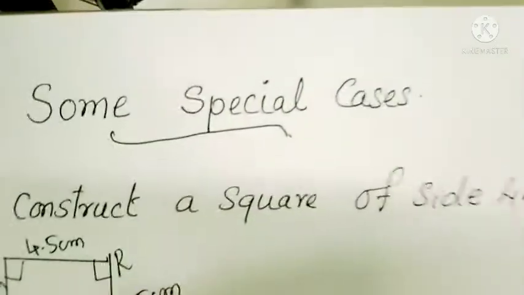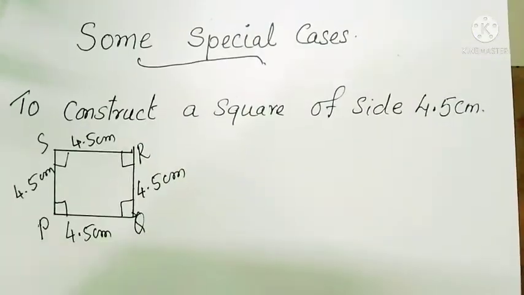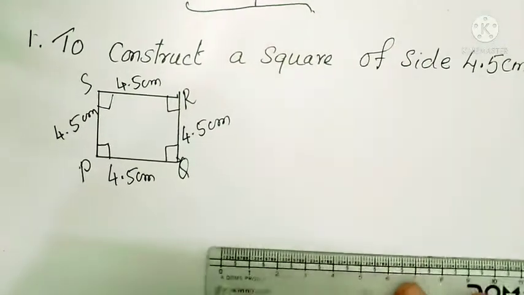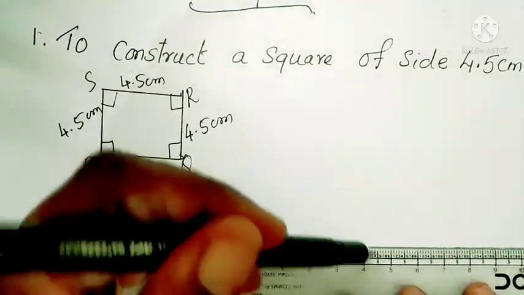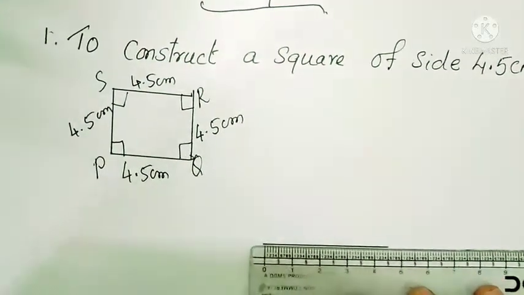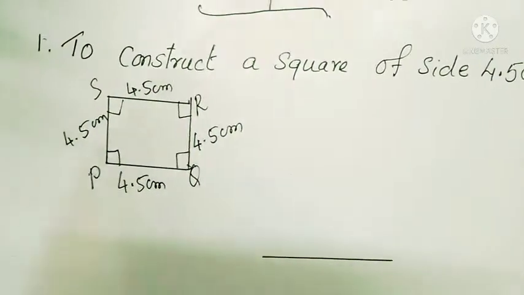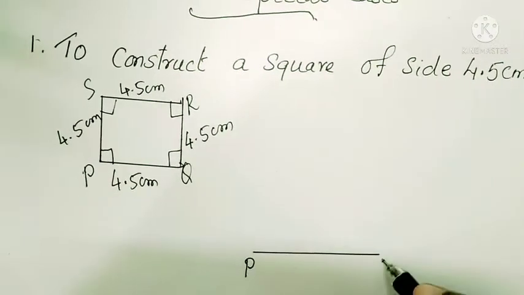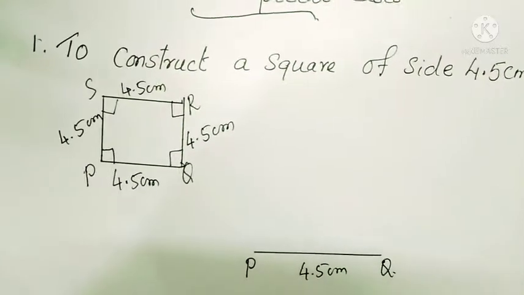So let us see how to do it. What is the first step that you have to do? As usual, you know the first step. Draw the base. Any one side you can take as 4.5 centimeter. This is 4.5 centimeter. Now what is the next step? Construct angle 90 degree on both the end points. You can name it PQ, you can name it by any side, but PQ is 4.5, all sides are the same, so you can give any name.